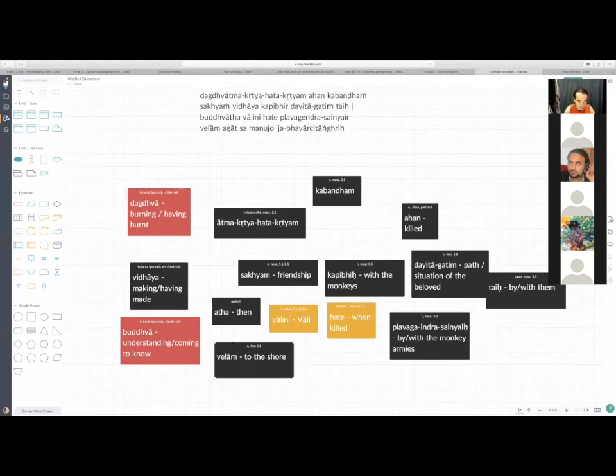To the shore. Next, agat. Agat, it's a verb. Oh, because of agat only it is "to the shore," right? Otherwise... Yeah. In English, it's called the indirect object.